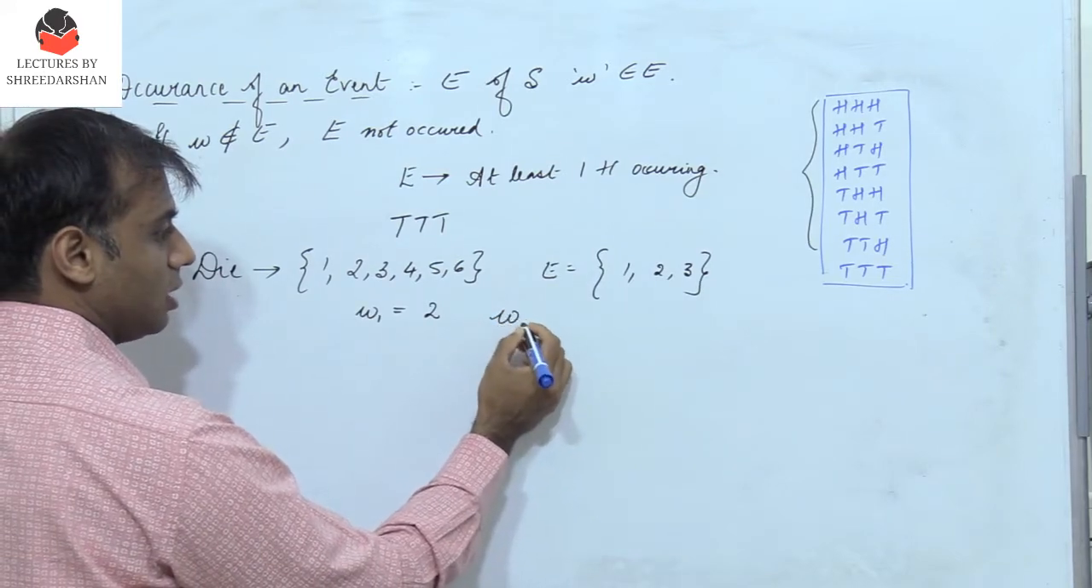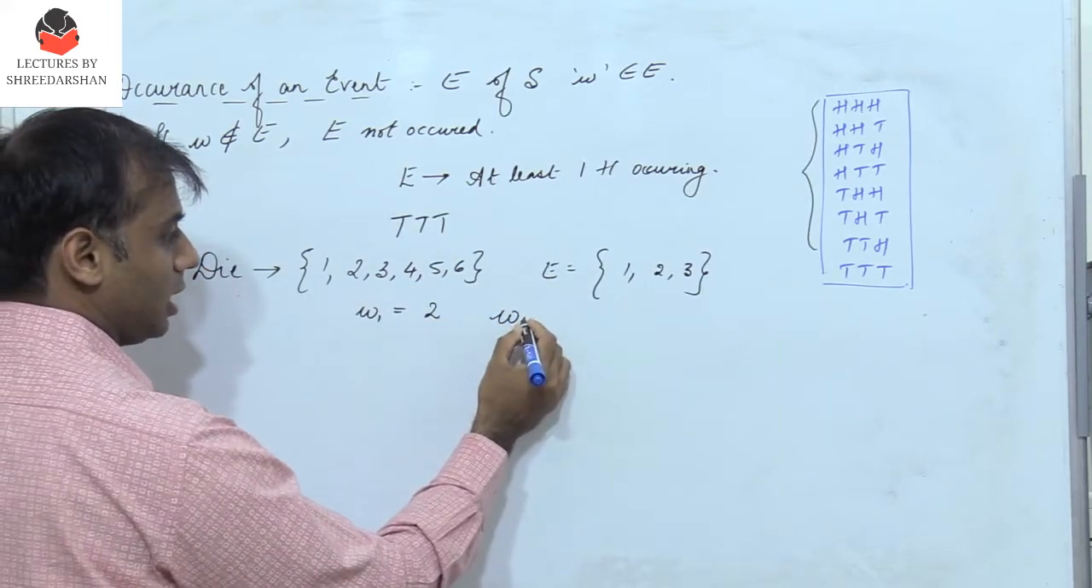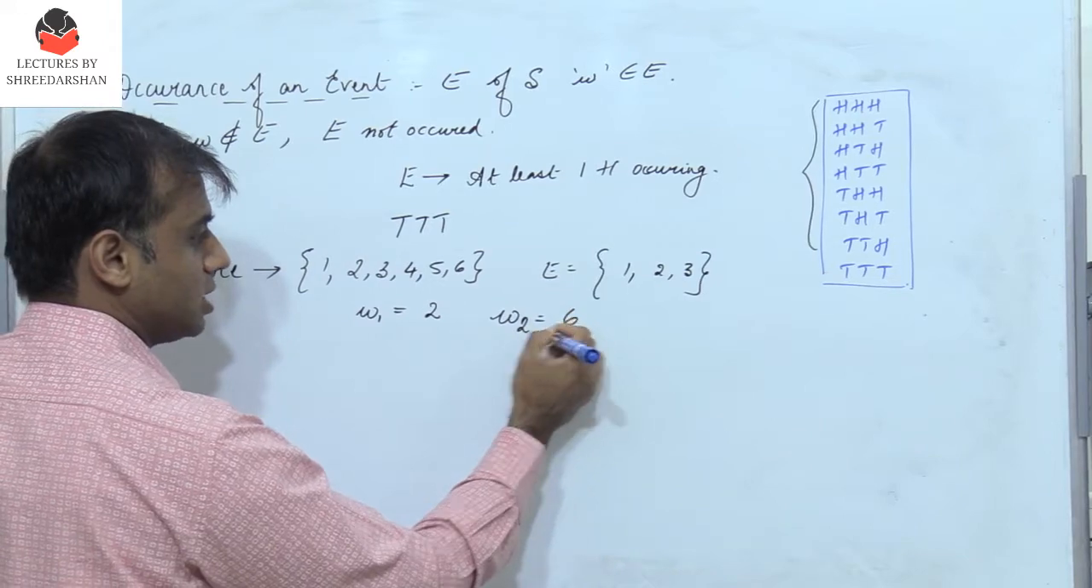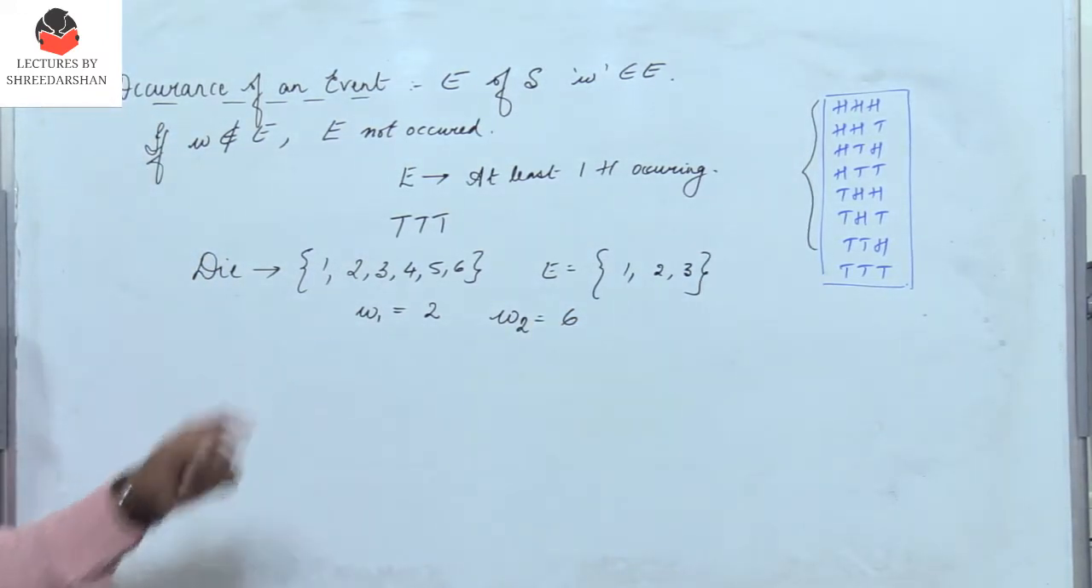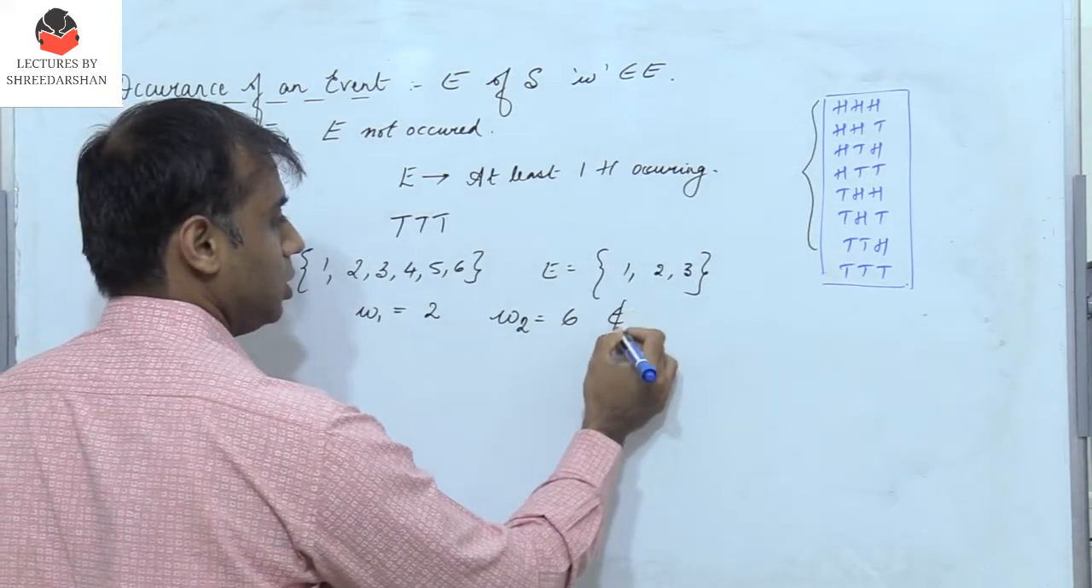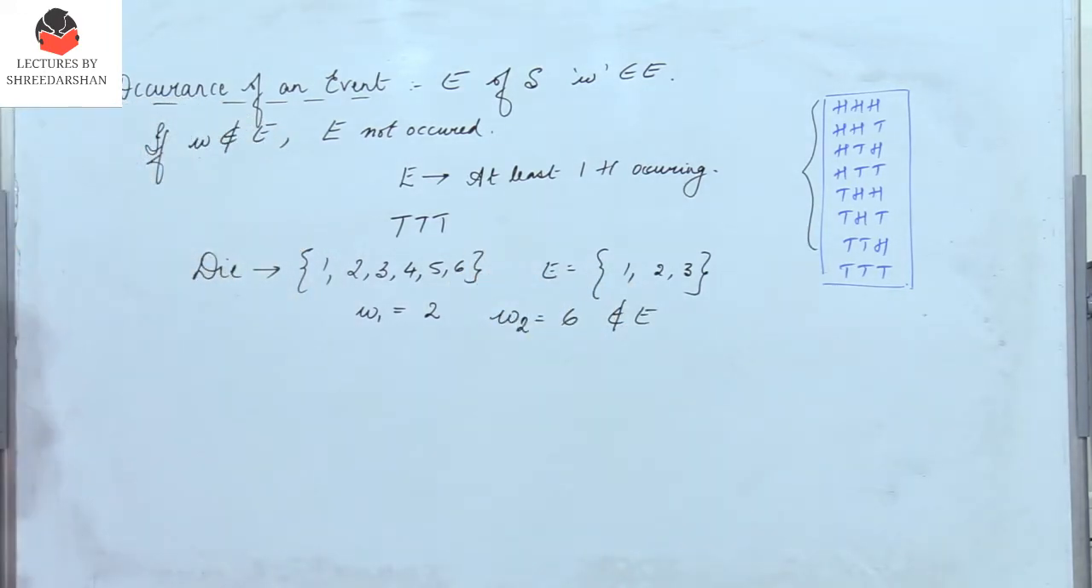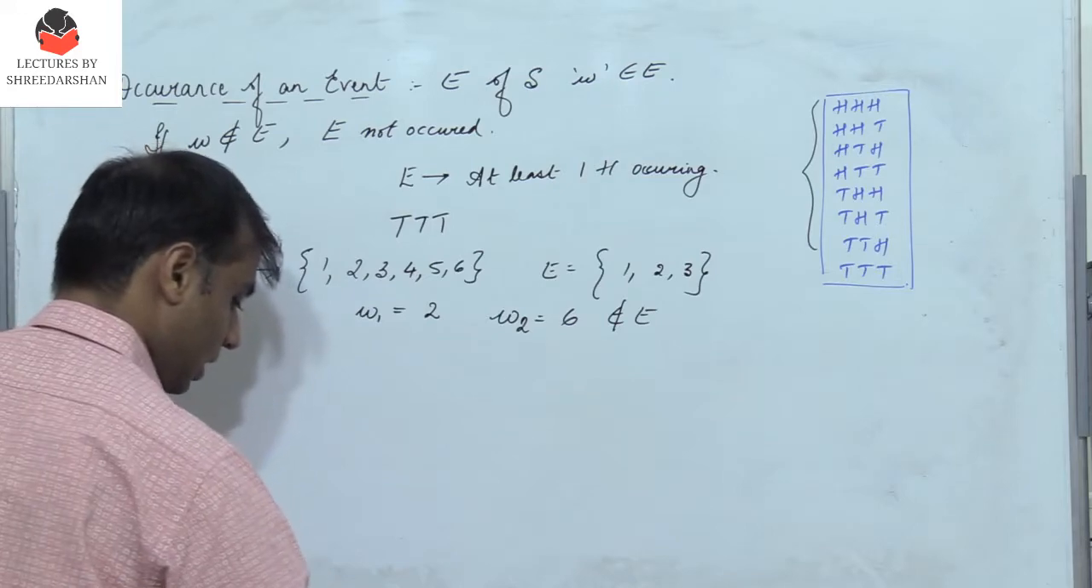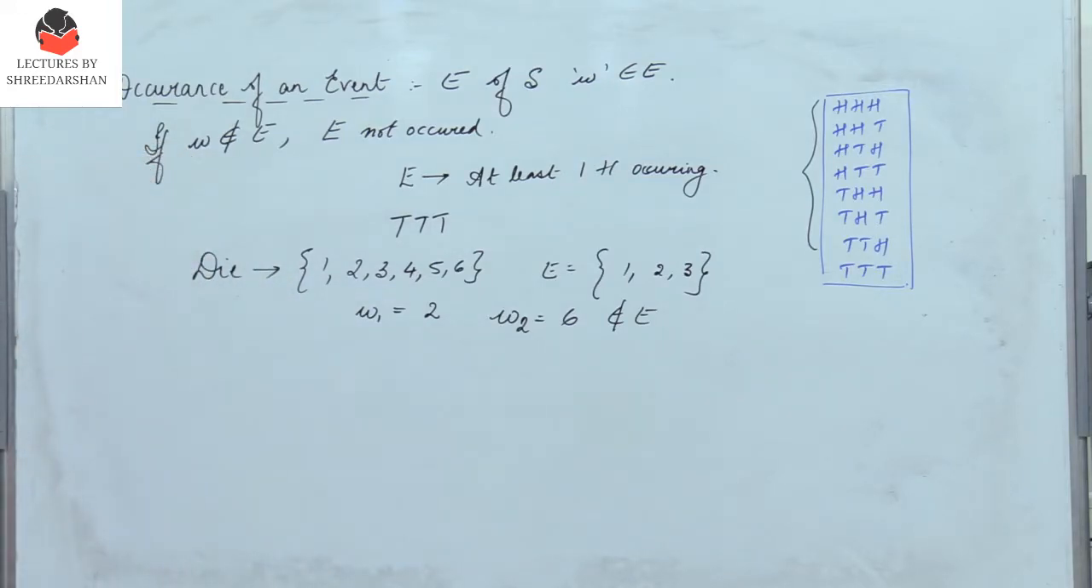But suppose I toss the die once again and I get W2 equal to 6. We find that W2 does not belong to E, so we say that the event E has not occurred. This is what we mean by saying occurrence of an event. Okay, so with this, let us move on and try to understand the types of events.